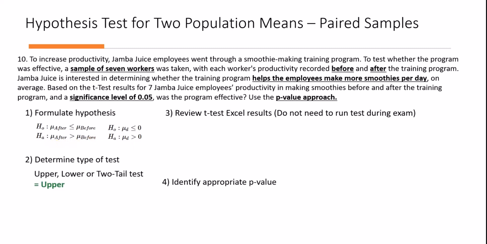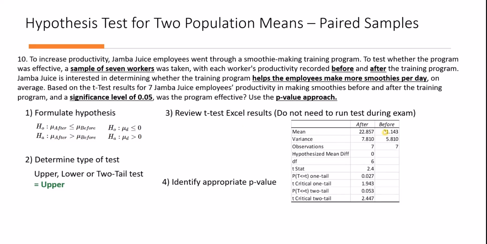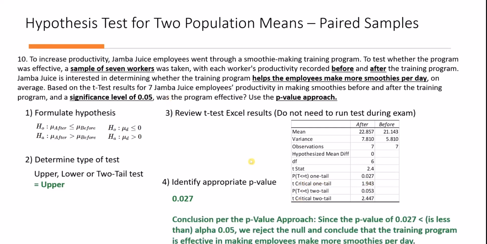Similar to the independent samples, for the paired samples the t-test results will be given to you. Here is that output for after and before. We need to identify the appropriate p-value. Here we know this is an upper tail test, so we're going to go to the line that has the p-value for a one tail of 0.027. Since the p-value is less than the alpha of 0.05, we are going to reject the null. And we can conclude that the training program is effective in making employees make more smoothies per day.